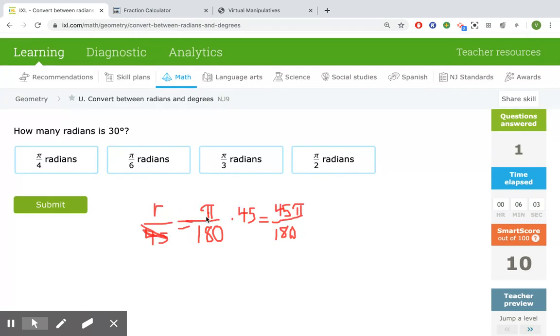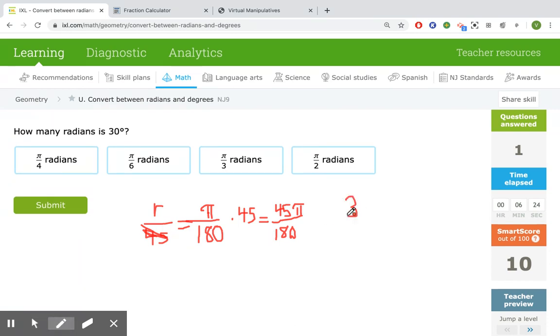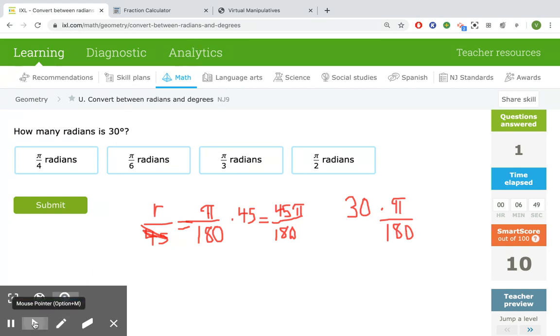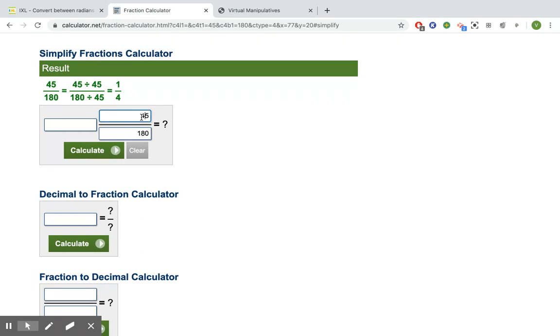And so you don't have to set up a proportion. Really, all you're doing is taking your angle measure and multiplying it by pi over 180. Okay? So we'll do the one here. How many radians is 30 degrees? So I'm going to take 30, and I'm going to multiply it by pi over 180. Okay? And really, they're just next to each other. I'm just reducing here. 30, how many times does it go into 180? Again, it is 6 times, but if you're not sure, you enter it here.